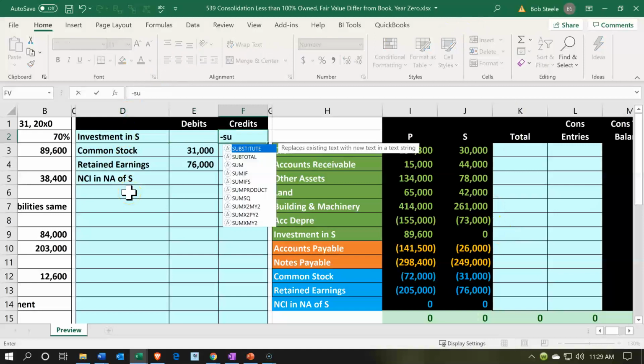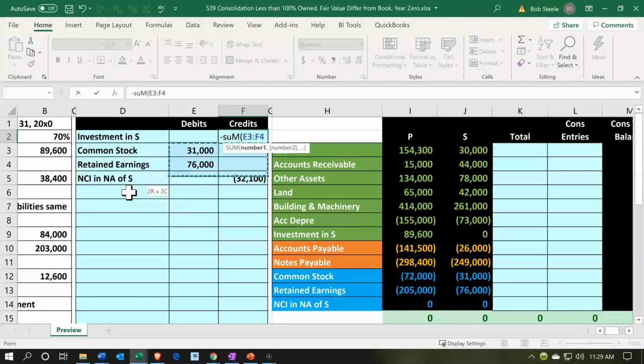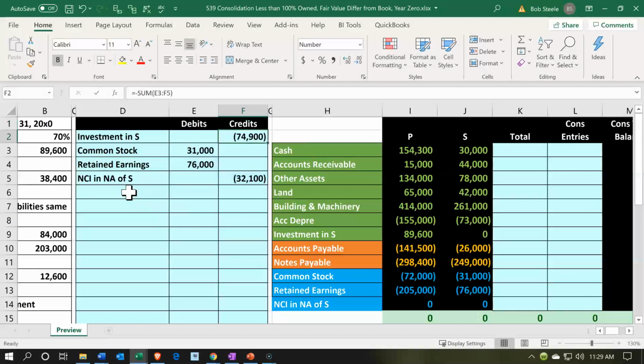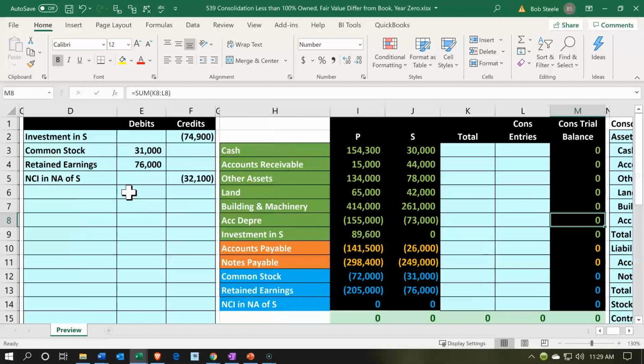So let's do our trusty negative sum formula, which is our plug formula. And that should put us in balance. So there it is. Let's post this out. So we have the investment in S. We're going to go on over here. And we never totaled this thing up.